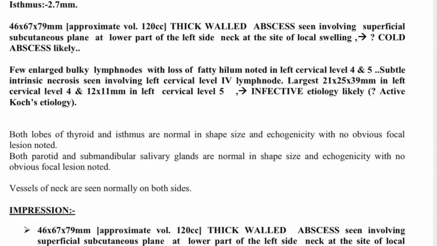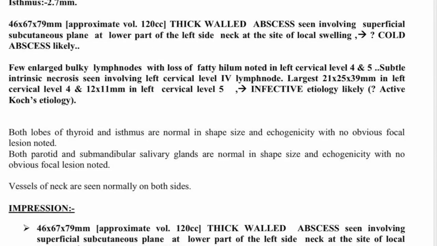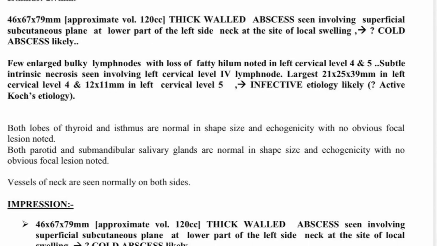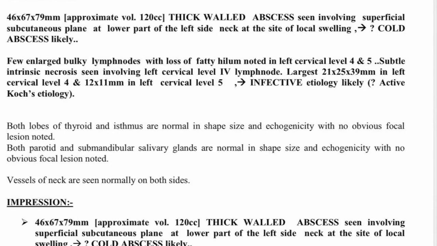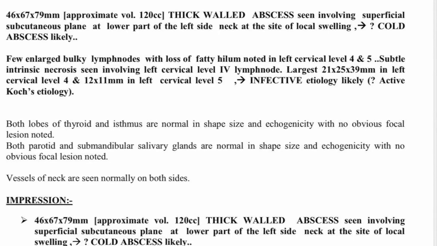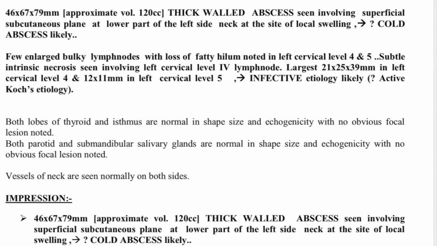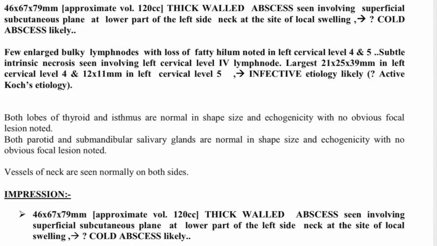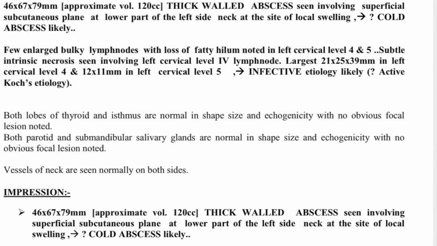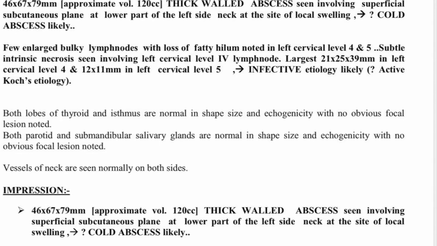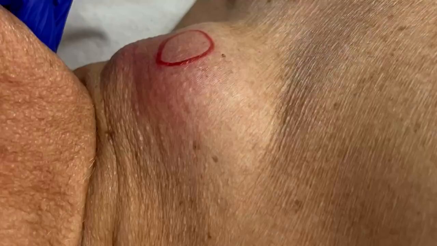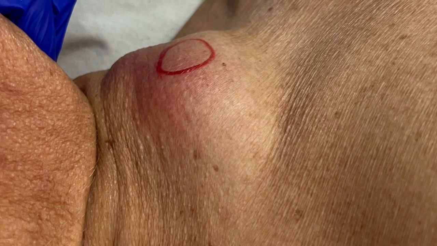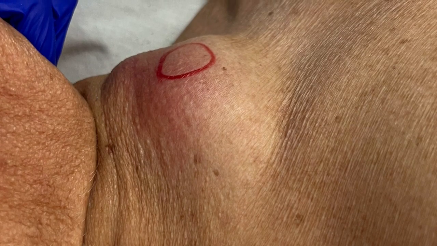There is no sign of warmth, there is minimal erythema, and there is no pain. That finding is suggestive of cold abscess. And on palpation, this abscess is fluctuant and soft in consistency. So it seemed to be a clear case of cold abscess on the left neck, most commonly due to tuberculosis.